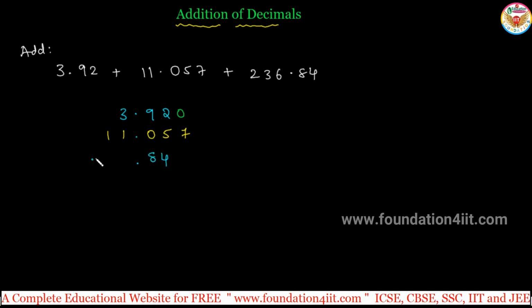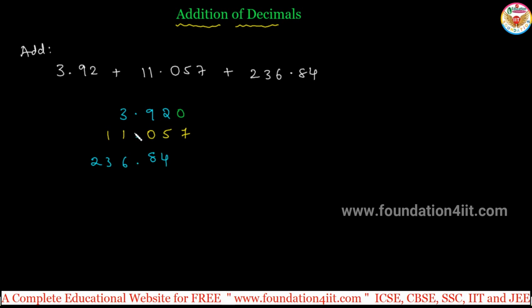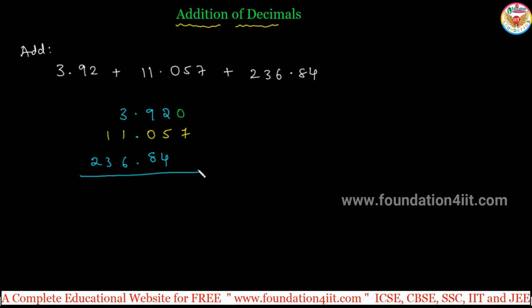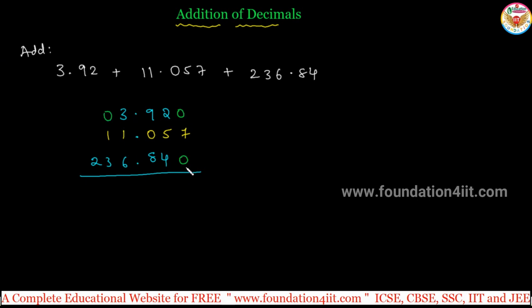236.84. So 236. After the point and before the point, the numbers should be on the same line. So the point should be the same as it is. Under the point we should keep it. So the decimal point of all the numbers falls on the same vertical line. Then we can do addition.